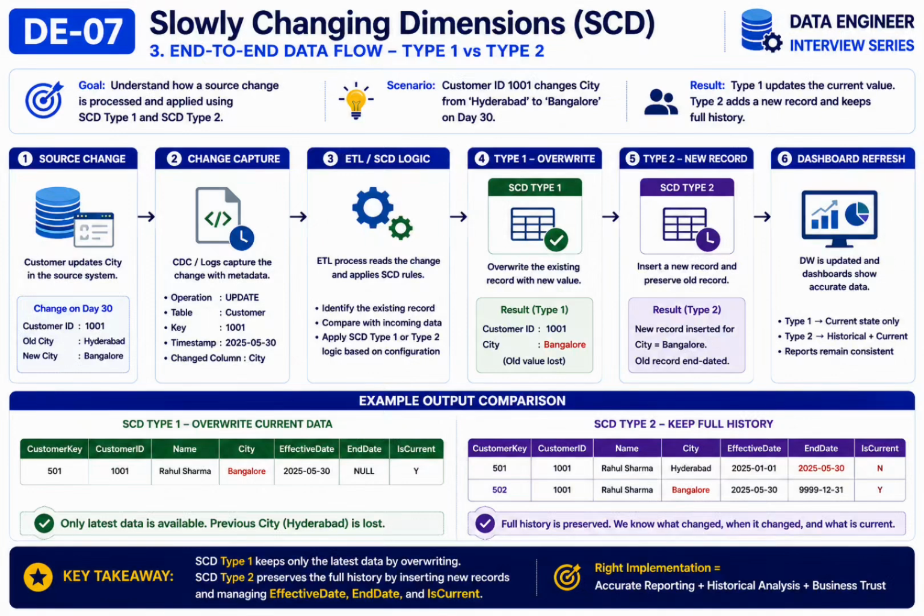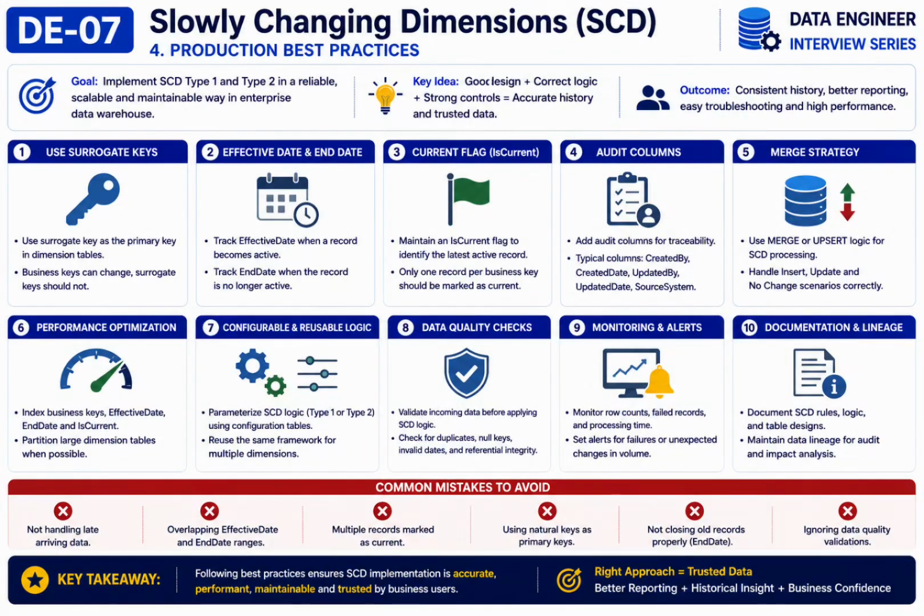So this section reflects real production experience. So implementing SCD correctly requires much more than writing an update statement. So the first best practice is using surrogate keys instead of business keys. So business keys may change, but surrogate keys remain stable. So next, always maintain effective date and end date columns. These allow us to determine exactly when a record became active and when it expired.